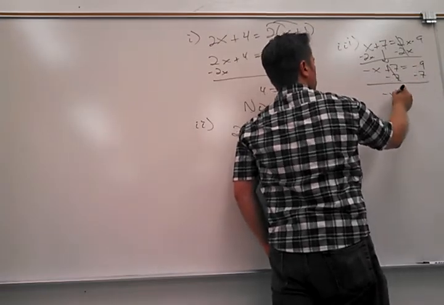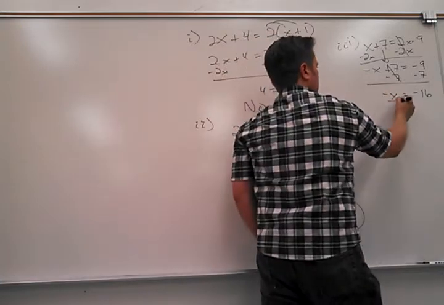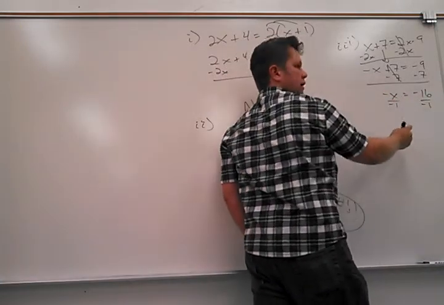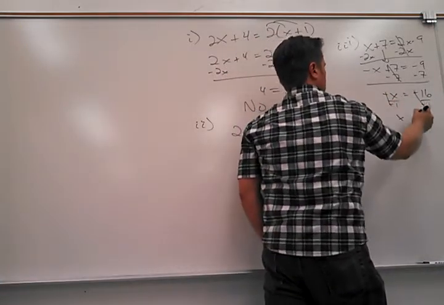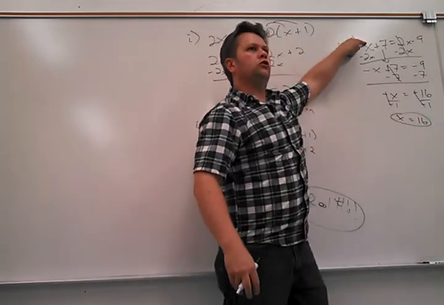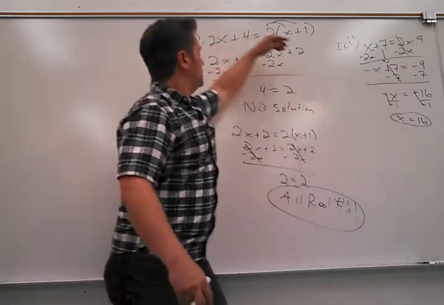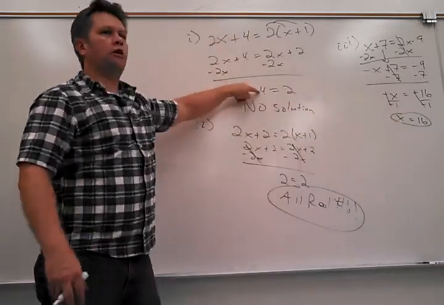So now you've got your x's on one side, your numbers on the other side. And then you take the plus 1, divide by negative 1. 16. So what does this really say? This is only true if x is 16. That's what that really says. So this is saying this is only true if 4 equals 2.